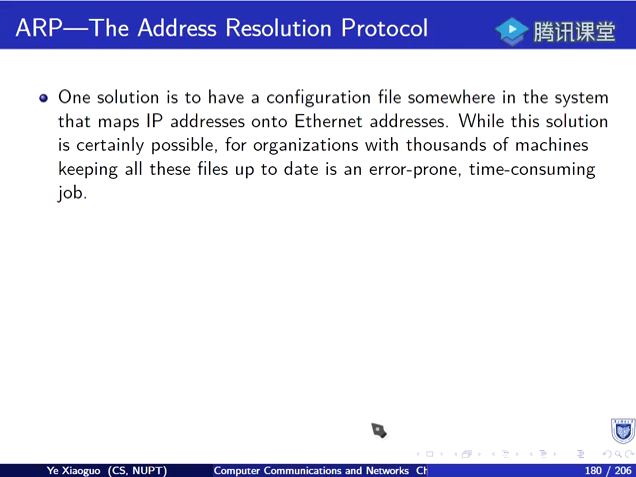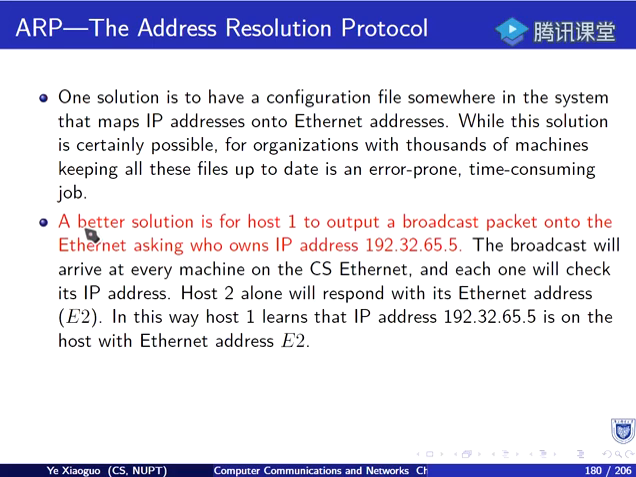One solution is to have a configuration file somewhere in the system that maps IP addresses onto Ethernet addresses. While this solution is certainly possible for organizations with thousands of machines, keeping all these files up to date is an error-prone, time-consuming job. So this solution is not feasible.